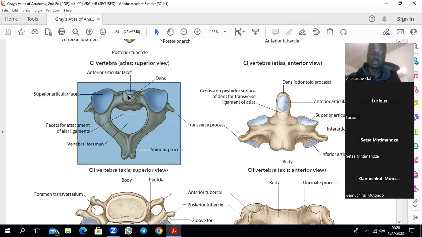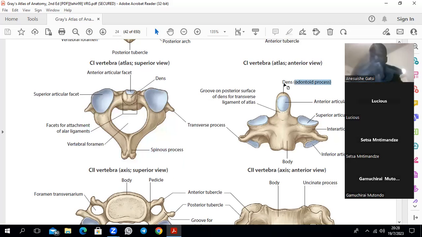So C2 is atypical because of this funny feature that it has. Others prefer to call it the odontoid process, labeled here. It's still the same thing. To say dens or odontoid process, it's still the same language. Then there are also the transverse processes.